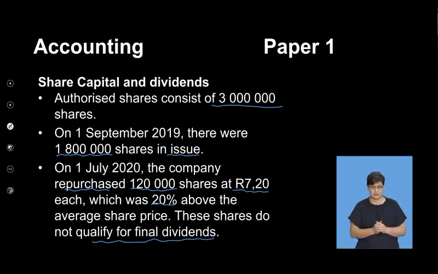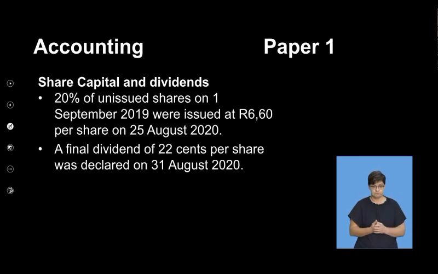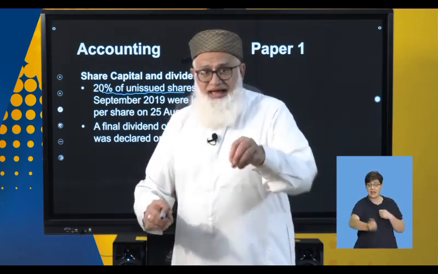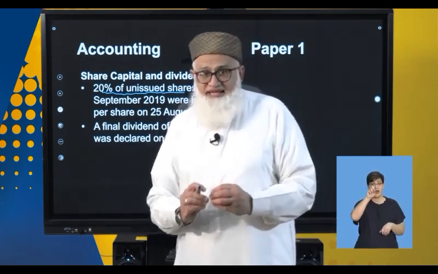Okay, so now, in terms of my calculation, I'm told that 20% of the unissued shares were issued on the 1st of September, and the issue price was 6 Rand and 60 cents. Now, what is that? The new shares that we are now selling, right? And how many did we sell? We sold 20% of the unissued shares. Taking you back, authorized was 3 million, issued at that point was 1,800,000.